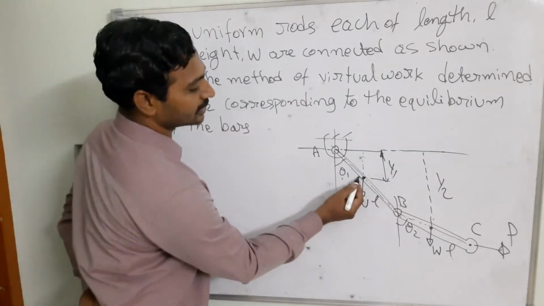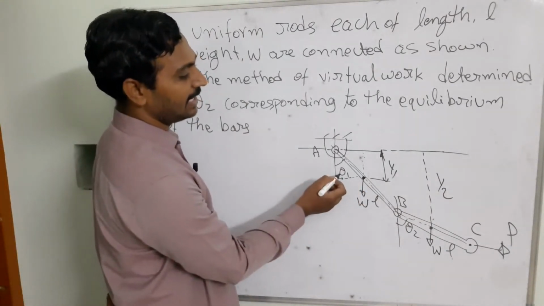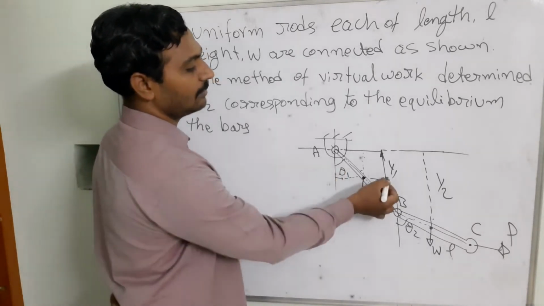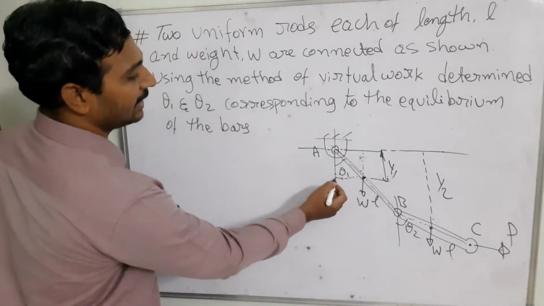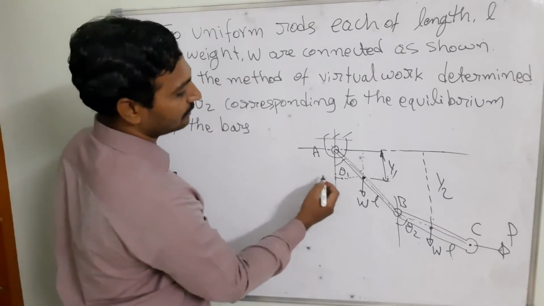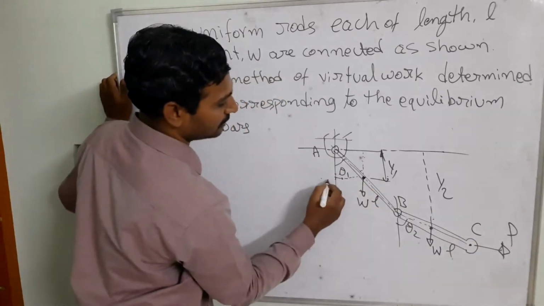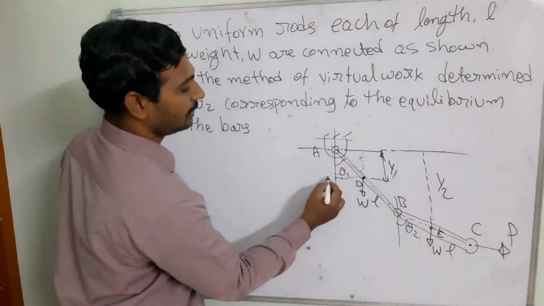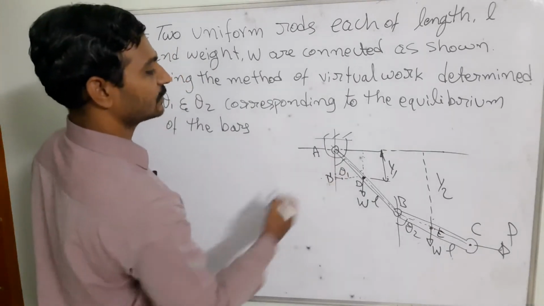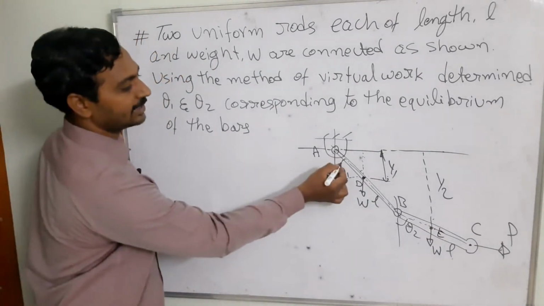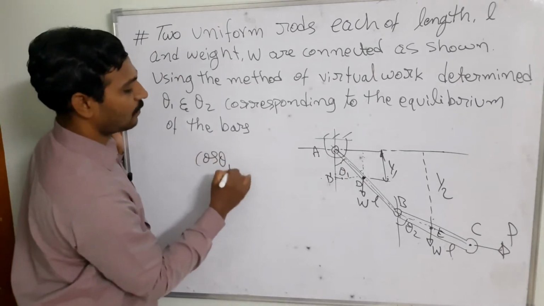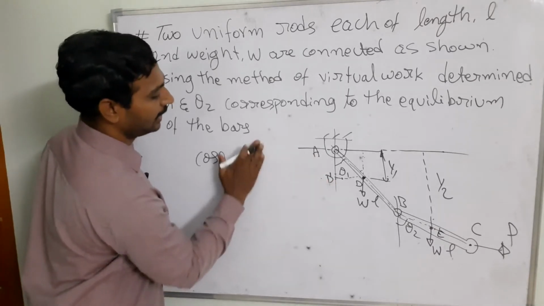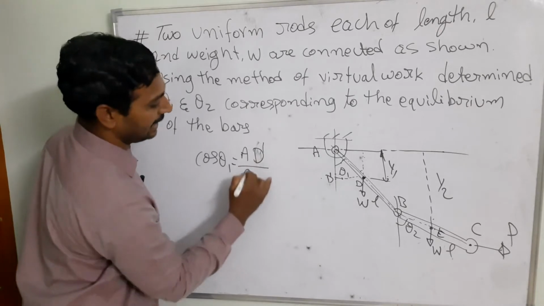When I take the projections towards this side, we can see it makes an angle theta, and here also. Then this vertical distance is y1. Taking the points A, B, C, let this be point D and this be point E, with D dash below D. Then cos theta 1 is equal to AD dash by AD.